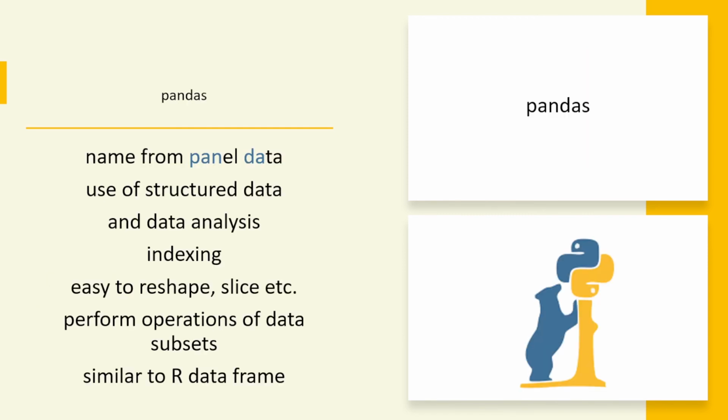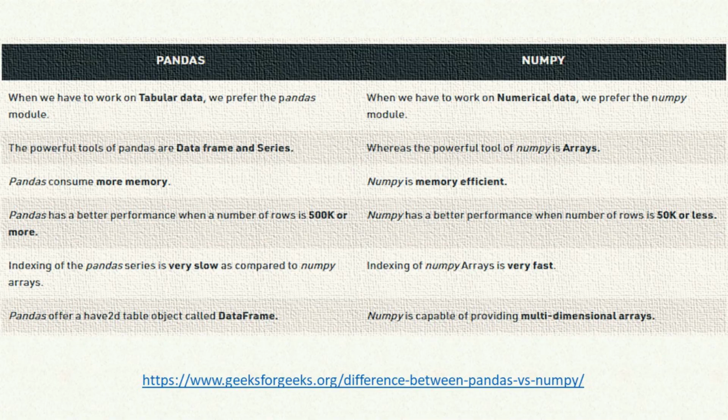Pandas, the name comes from panel data. You can see we use structured data, and we can again use indexing and reshaping and slicing and operations on our data. Now here's a list of differences between pandas and numpy and where we might use one, where we might use the other. We tend to use data frames, and we do use the numpy array when we use this data in frames. So we can use them together.